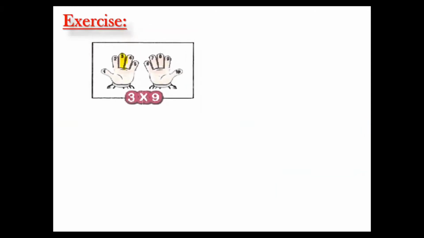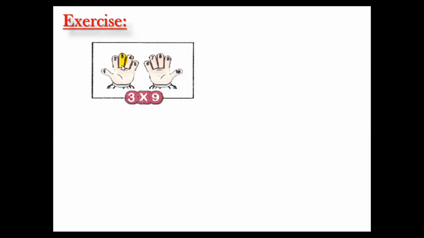Let's take more examples. Here I want to get the product of 3 by 9. Because we multiply 3 by 9, we start from the left hand and we count until we get the 3rd finger, which is here colored yellow. Let's count from the left hand. 1, 2, 3. This is the 3rd finger.